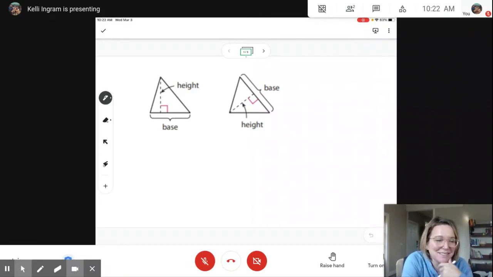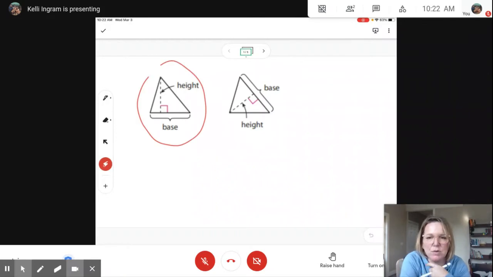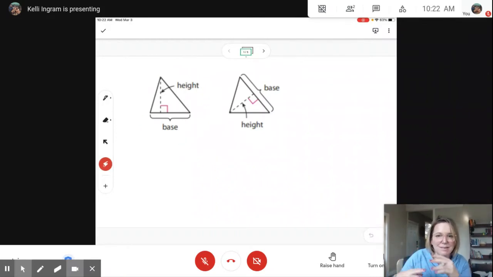Okay, a lot of these things are similar. Just like with the parallelograms, we've got to make sure we know what we mean when we say base and what we mean when we say height. And it's really easy if your triangle is oriented like this one, right? There's a base on the bottom and there's a height going up. But that height you're always looking for, same as with the parallelograms, you're going to have a 90-degree angle there. That's telling you that this line is the height. The base is whatever side is perpendicular to that height line.